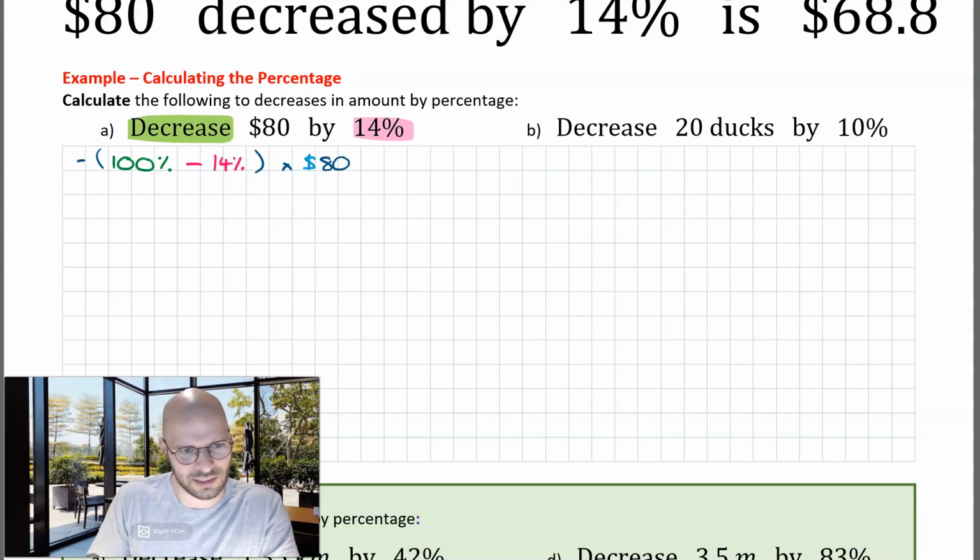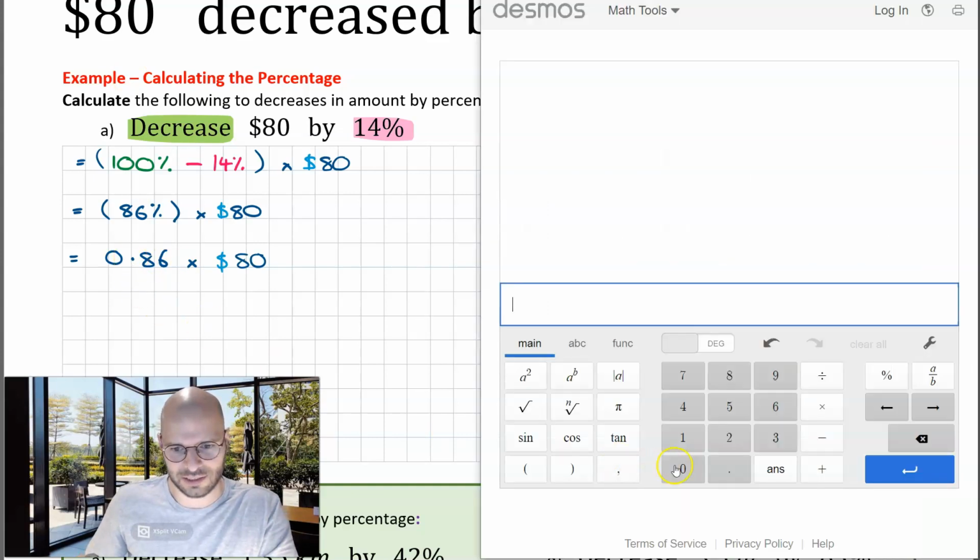Next, I start doing the calculations. In the brackets, 100 take away 14% is going to give me a value of 86% multiplied by the $80. Next, I turn 86% into a decimal, so that's going to be 0.86. And again, that's going to be multiplied by the $80. Finally, up we come to the calculator to finish this calculation off. It'll be 0.86 multiplied by $80, thus revealing a value of 68.8.